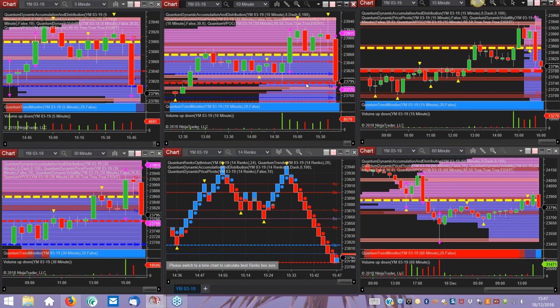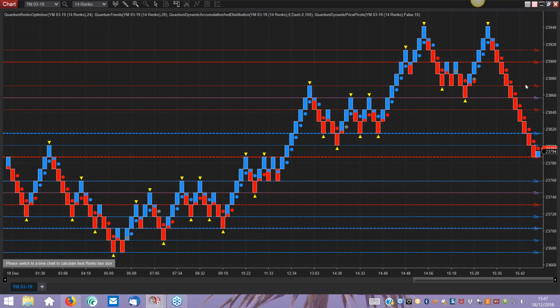Would I be doing anything at the moment? No, not at the moment. But again, it's a question of risk. Bear in mind, this is running on 14 points. This is a 14-point Renko.